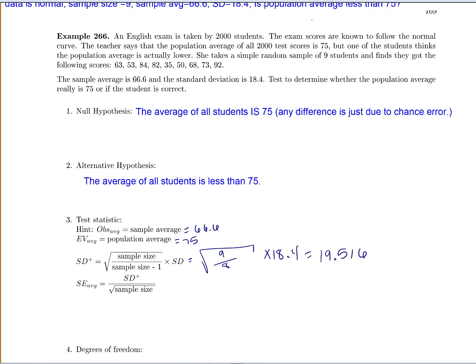Now that we have that, let's find our standard error for the average. That's equal to your SD plus, 19.516, divided by the square root of your sample size, which is 9. This should give me 6.505. Again, SD plus just helps us a little bit with small samples to get a more accurate result here.